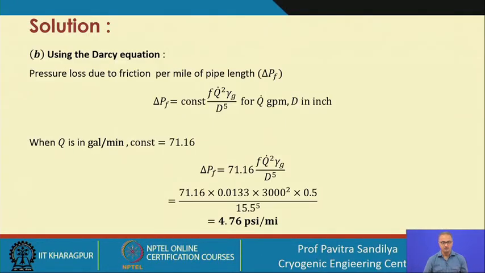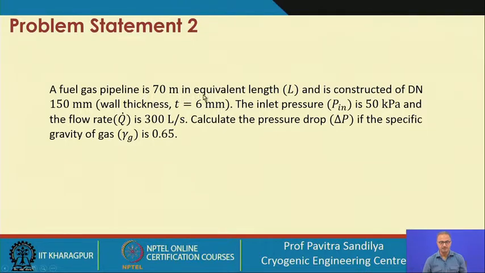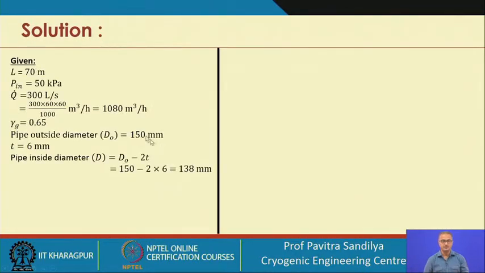In this problem, we have a gas pipeline flowing through a length of 70 meters. That means now we are dealing with SI units. Okay. And now it is given in terms of dN. As I told you earlier, dN always signifies millimeters, and NPS is in terms of inches. So, dN is 150 mm, the thickness is this particular thickness, and the inlet pressure is 50 kilopascal. The flow rate is given to be 300 liters per second, and the pressure drop has to be found out for a gas gravity of 0.65. Now, what we do? First, we put all the expressions here.